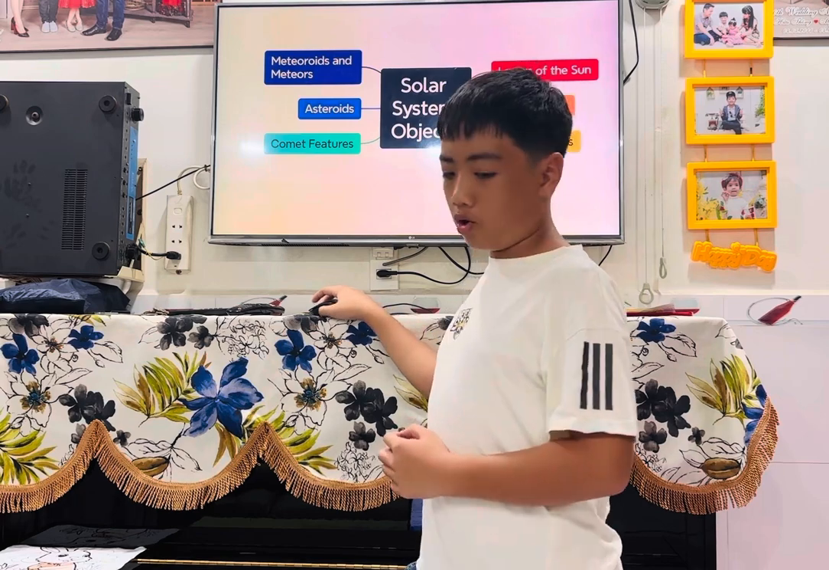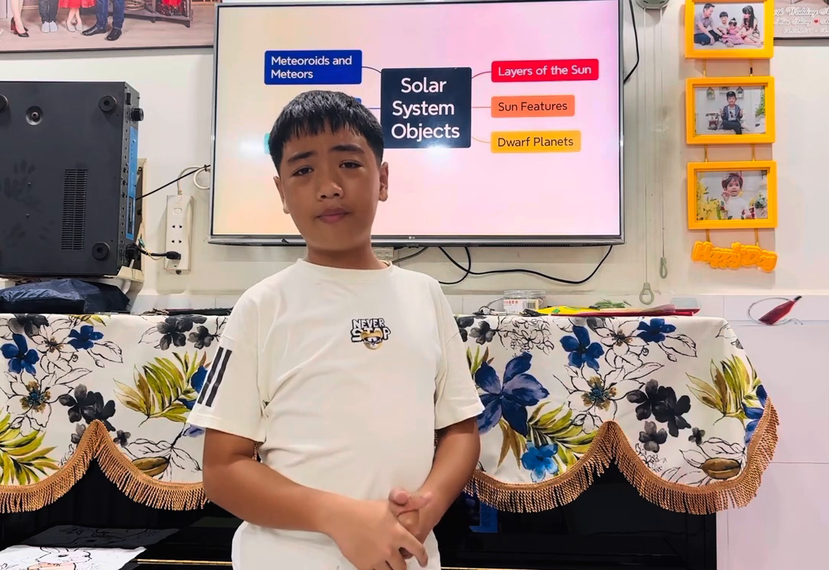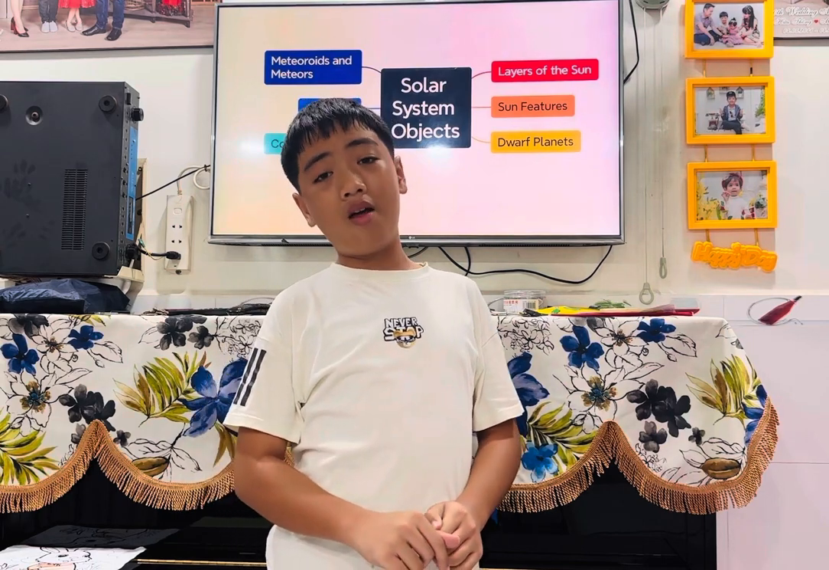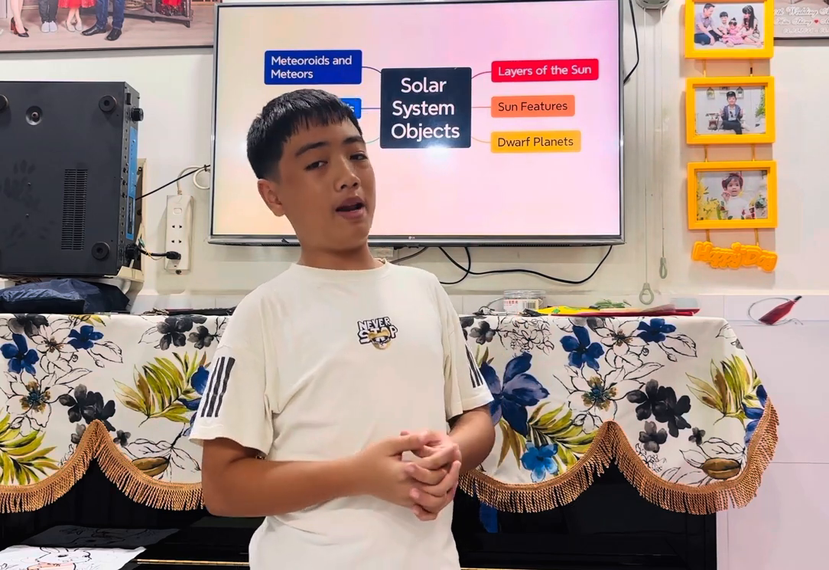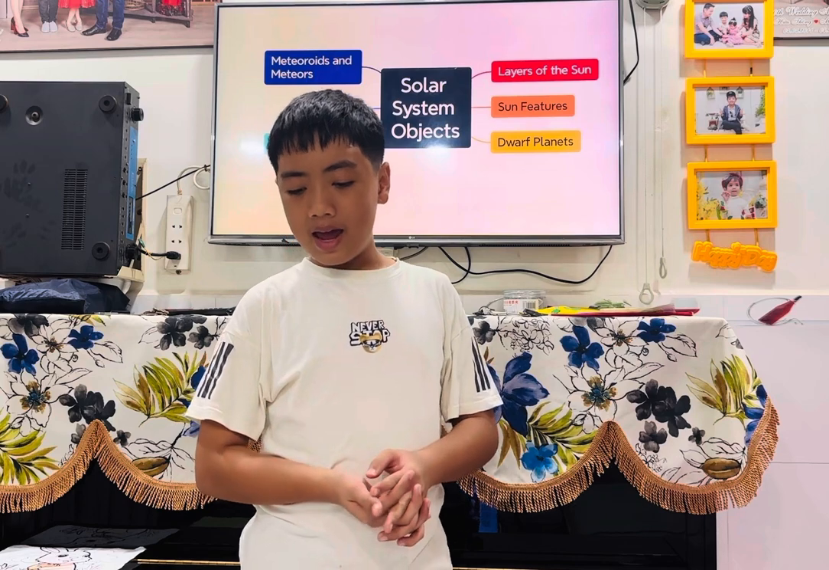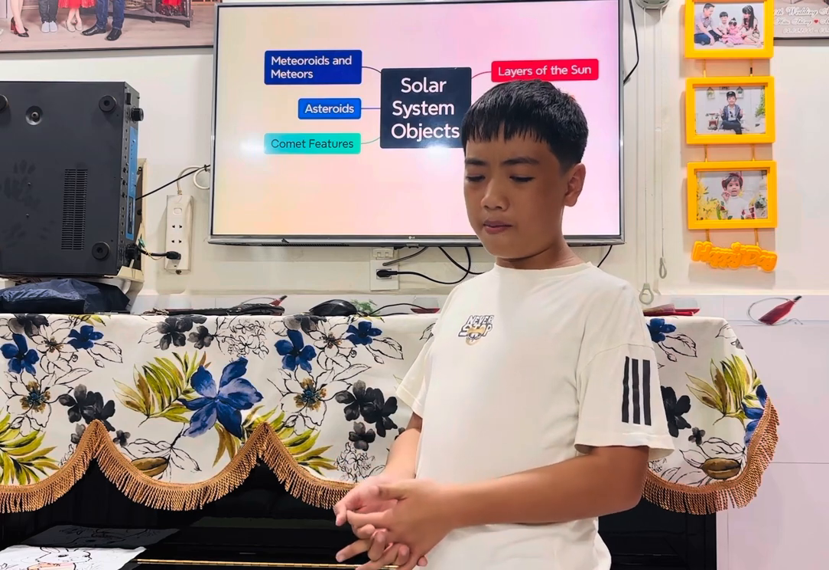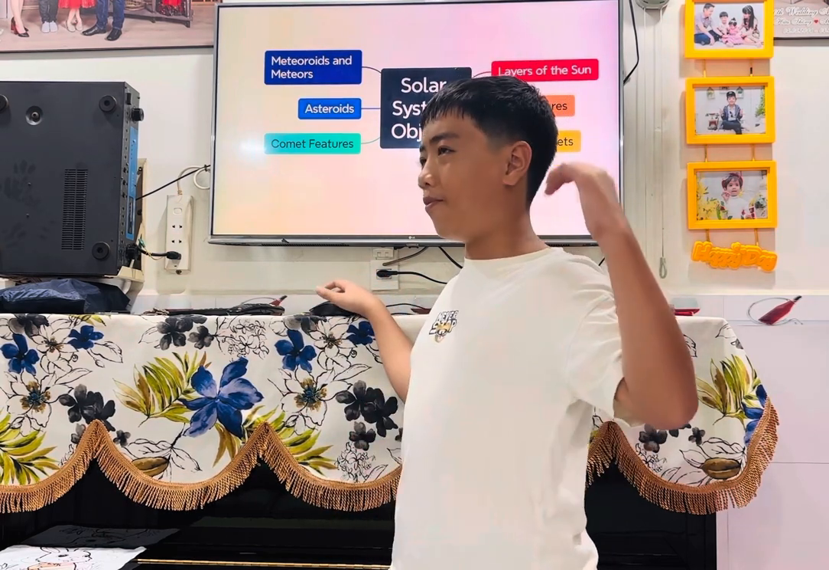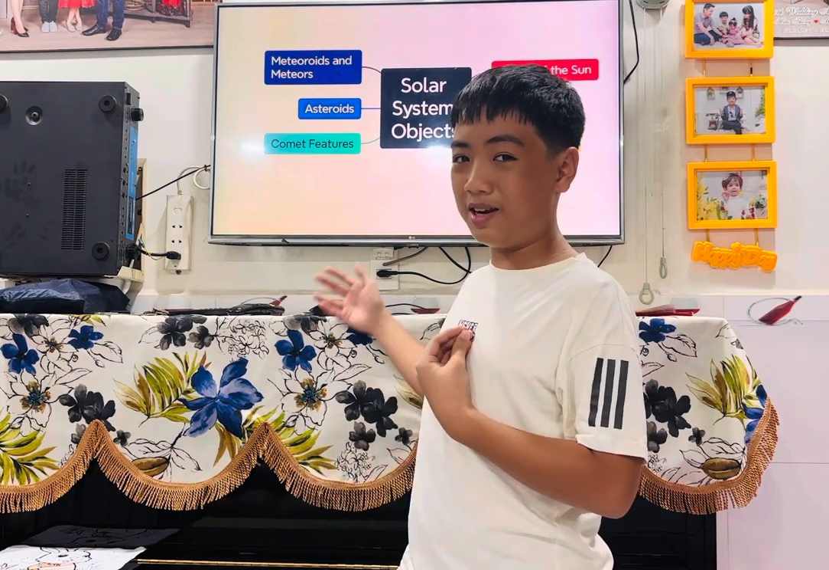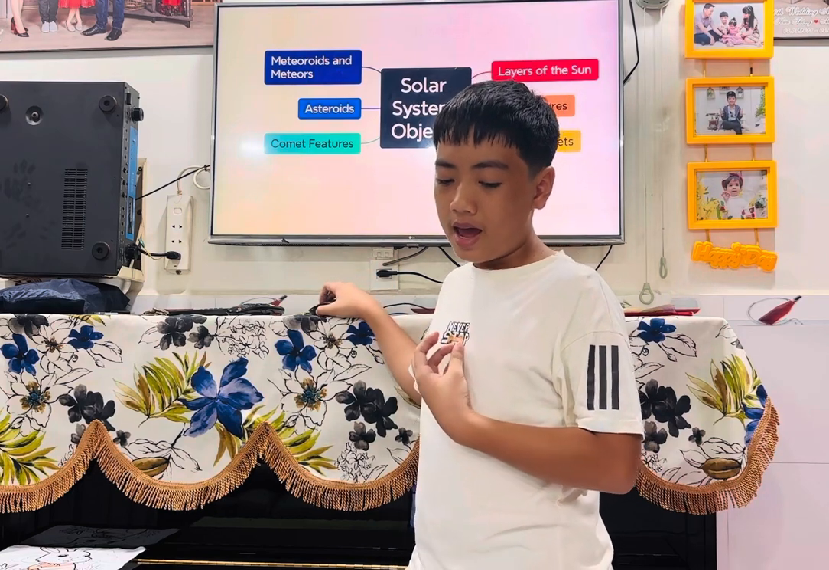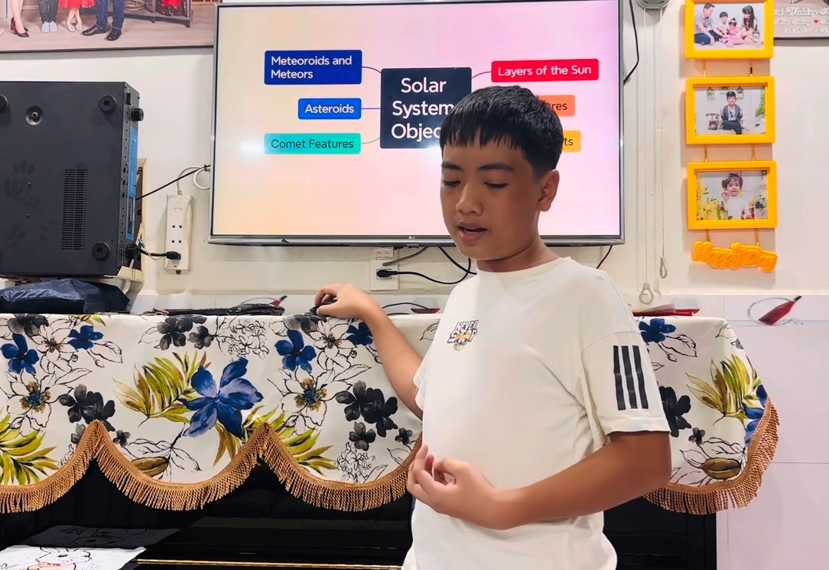Next, we have the dwarf planets. What is a dwarf planet? It's a planet, but it's so small, it still makes itself into a circle shape, but it can't complete its orbit around the thing it's orbiting. And one of them is the planet Pluto. It got demoted from a planet to a dwarf planet. So imagine we are the Earth, and those dwarfs that you see in movies, those are like Plutos. It just needs to be a planet, but it does not meet all the requirements.